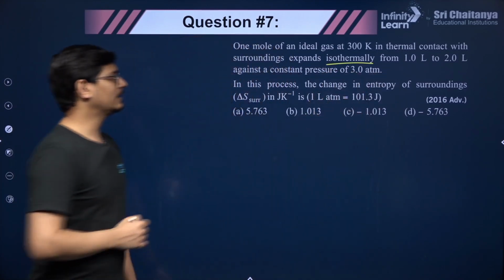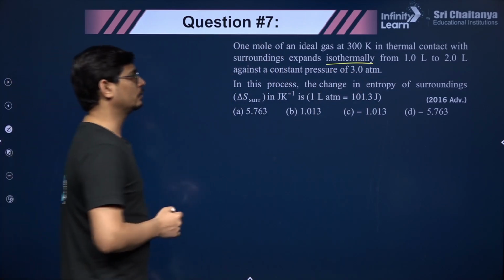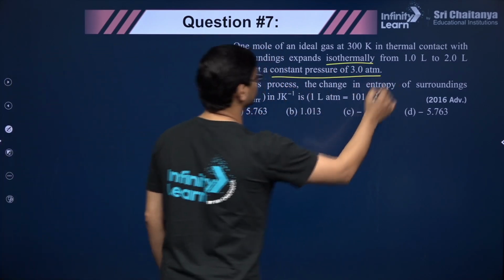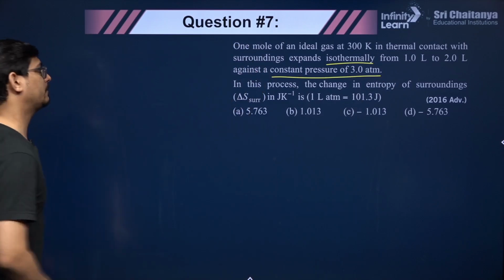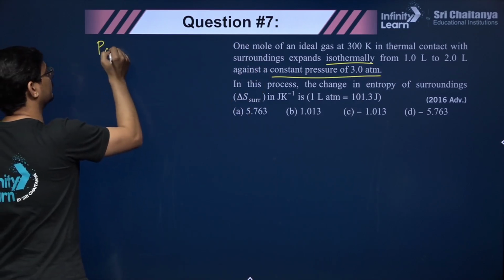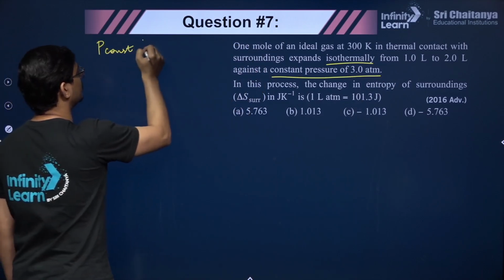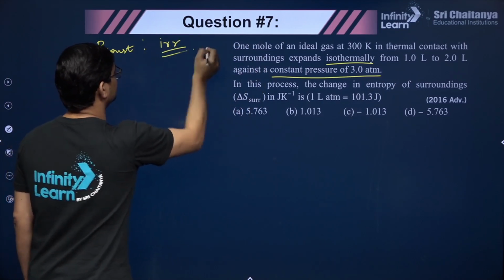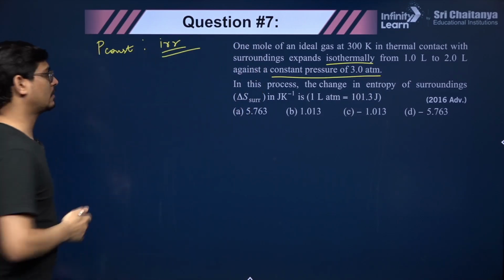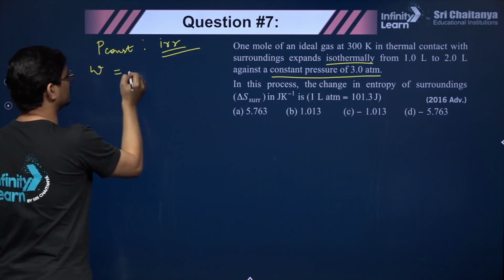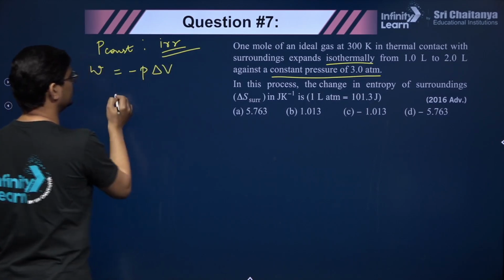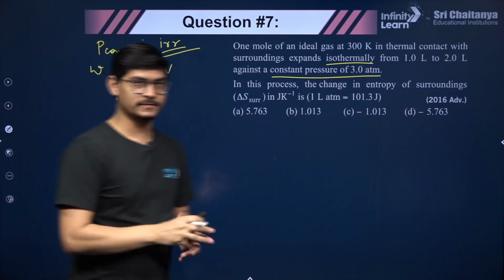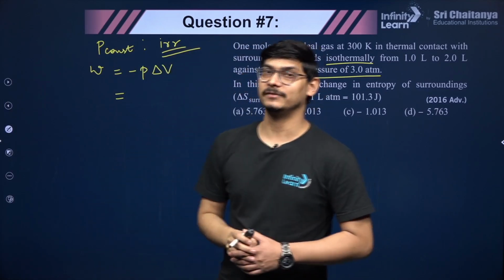Now the gas is expanding from 1 liter to 2 liter at a constant pressure of 3 atm. So please remember, whenever the external pressure is constant, the process is irreversible. The process is irreversible, the pressure is constant, right? So now we can calculate the work done, minus P delta V, right? This is an expression we use very commonly. So work done is minus P delta V, right?